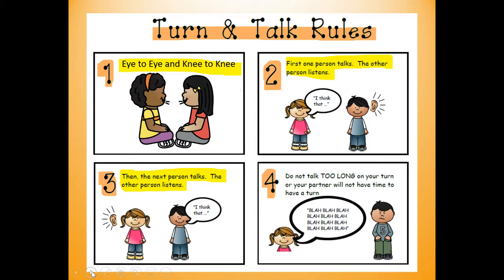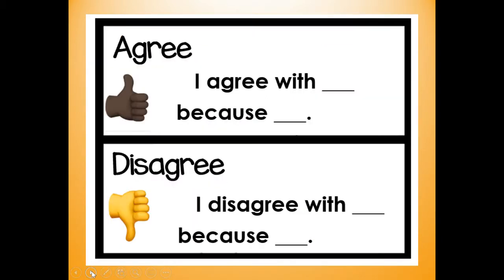But number 4, do not talk too long on your turn or your partner will not have time. Whatever I say or whatever your partner says, you may agree with your partner. You can say, I agree with you because, and tell me why. Or you can disagree and say, I disagree with you, Mrs. Pearson, because, and say why.